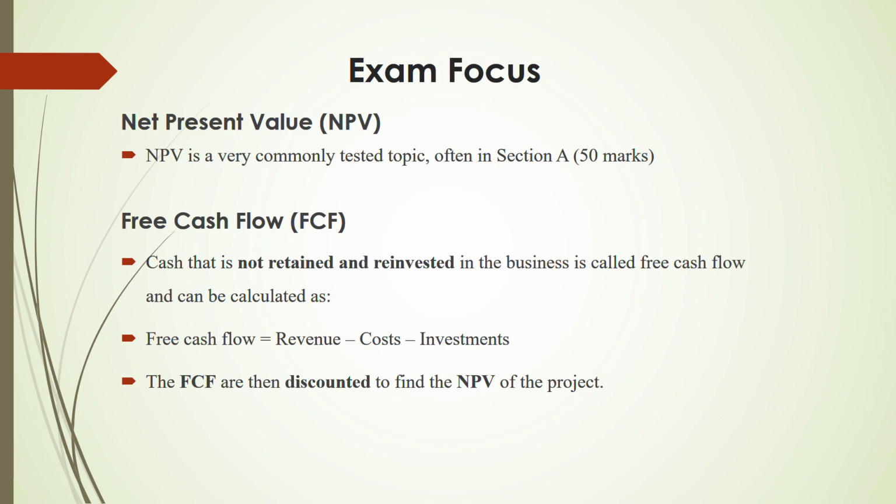If you are given free cash flow in the question and they ask whether you have to accept the project or not, that means they are indirectly asking you to find the net present value of the project. If it's positive, accept. If it's negative, then you have to look at other factors. If they are also not favorable, you reject the project. Understood? So the FCF has to be discounted, and then you find the net present value of the project.